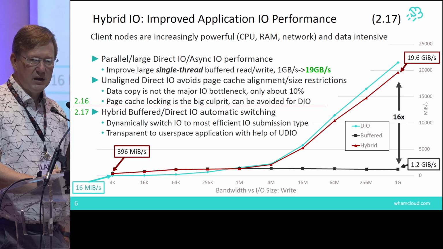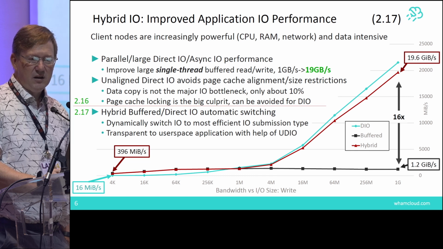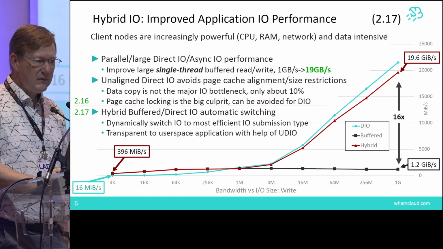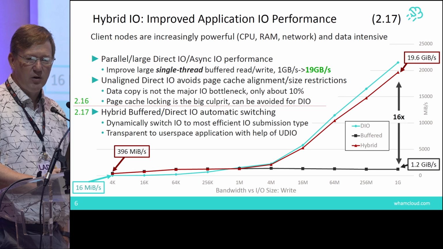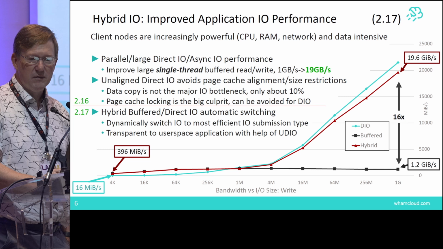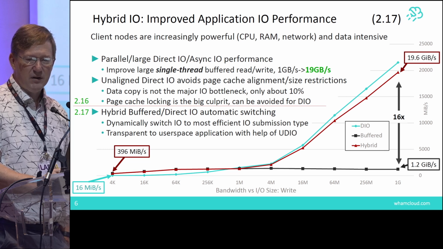If we're doing gigabytes, tens of gigabytes a second on a client, that's millions of pages being inserted and removed from the client page cache per second. And so that has quite a high overhead. Only 10% of the direct I/O benefit is in the removal of the data copy, and 90% of the benefit is because you don't have to lock the memory structures and insert and remove these pages.